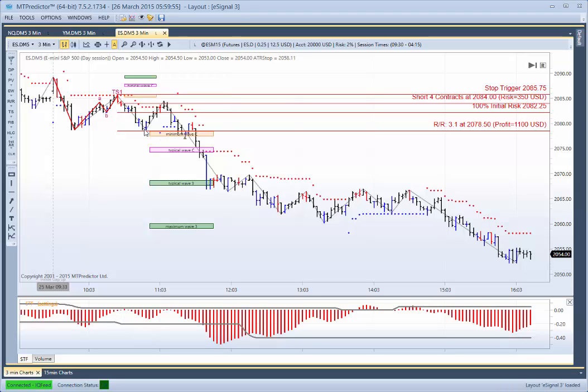It didn't quite reach it on that first decline down, but then hit it at this particular level here for a nice 3.1 hour profit. There was a buy setup here, but this was against a red STF, so it should have been avoided.